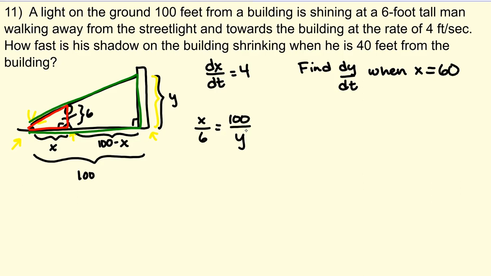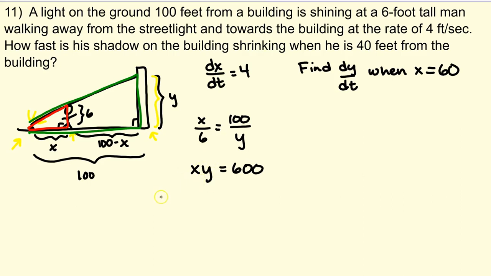Now, if you want to, you can rearrange it in all kinds of different ways. And I think because ultimately we're looking for dy/dt, I'm going to rearrange it and isolate y. So if we cross multiply, we have xy equals 600. You know, I'm just going to leave it like that. And I'm going to differentiate it now.